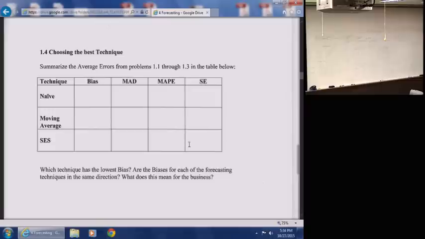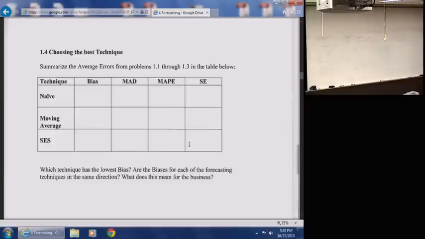Look at all these numbers and try to answer the first question. Which technique has the lowest bias? SES got the lowest bias. Are the biases for each of the forecasting techniques in the same direction? According to the numbers, they are positive, so they are in the same direction. What does it mean for the business in general? They are underestimating every time, with all the techniques they are using. Yes, so the data and all the techniques are under-forecasting every time. That would be one reason. And SES gives you the lowest underestimation, so it tends to be the most accurate method. Okay.